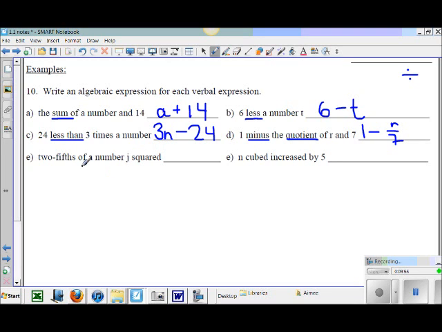For example E, we have 2/5 of a number J squared. So 2/5 is the fraction that we can write like 2/5. And of a number J, of means to multiply, and then we're going to square that. For our last example here with these directions, we have n cubed increased by 5. So we're going to write our n cubed, so n to the 3rd power, increased by means to add 5.